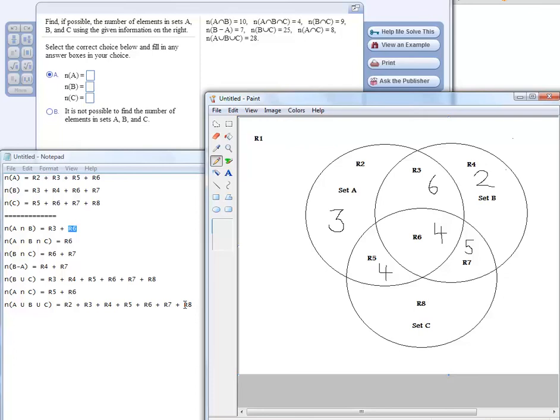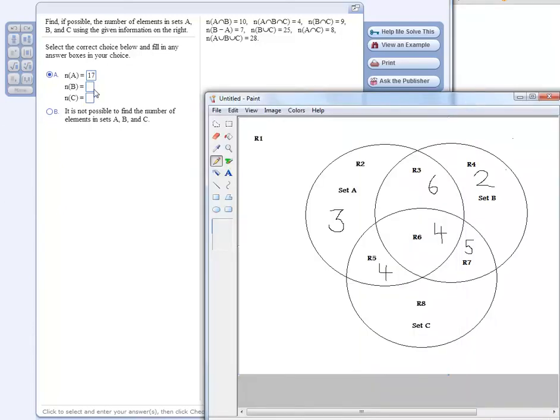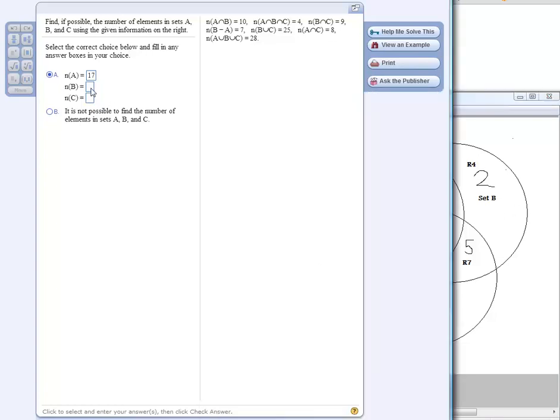Now, let's go ahead and figure out the number of elements in A. So this would be 6. Well, remember, the elements in A is R2 plus R3 plus R6 plus R5. So let's figure this out. 6 plus 4 is 10. And then we have 17. So let's type 17. How about the number of elements in B? So we have 6 plus 4 is 10 again. 15, 16, 17. All right, 17.